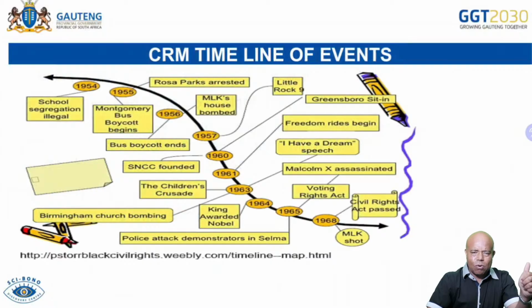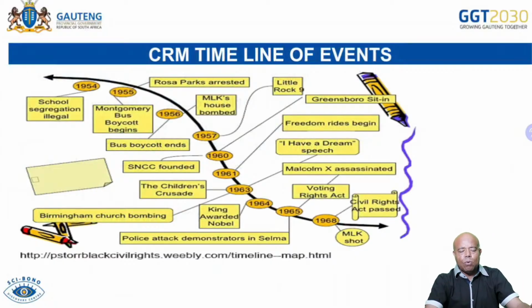First victory at Montgomery, where buses were desegregated; sit-ins, where public places were desegregated; interstate buses were desegregated. And we move now over to what we basically call 1963. We see on the screen, it speaks about the Children's Crusade, and it speaks about the Birmingham church bombing, basically.